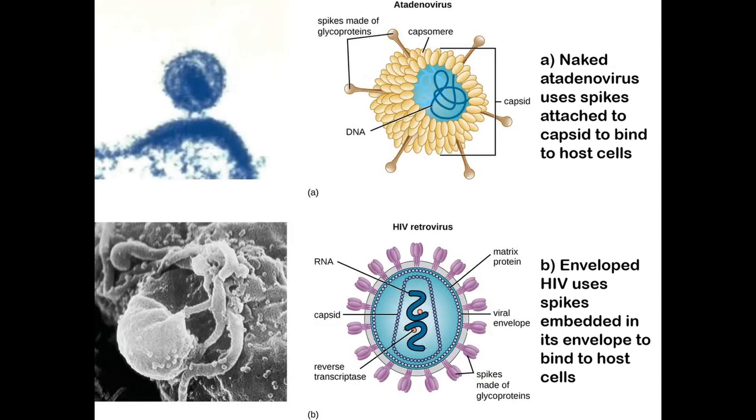So you can see examples of these spikes here. At the top we have the adenovirus, which is a naked virus, so it doesn't have that lipid envelope. The spikes are attached directly to the capsid, and these spikes bind the adenovirus to host cells. And then at the bottom you've got an enveloped virus. That's the HIV virus, which is surrounded by the lipid envelope, and this uses the spikes embedded in the envelope to bind to host cells.